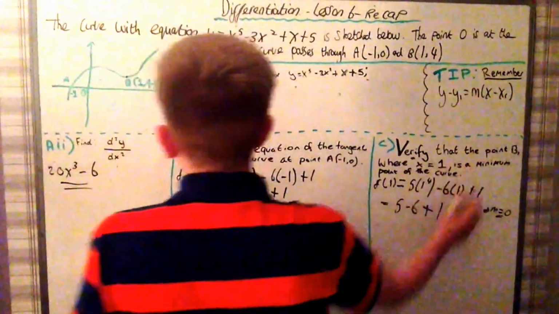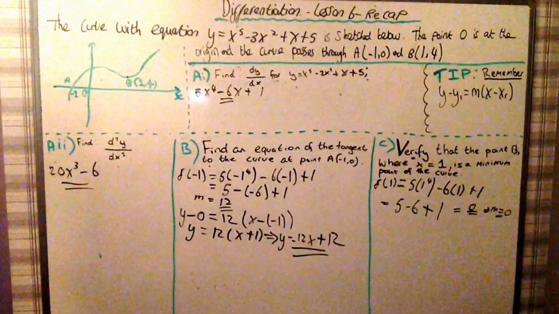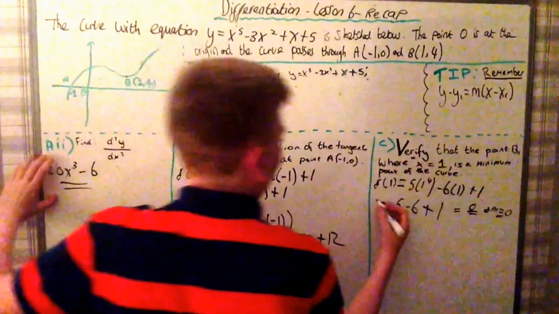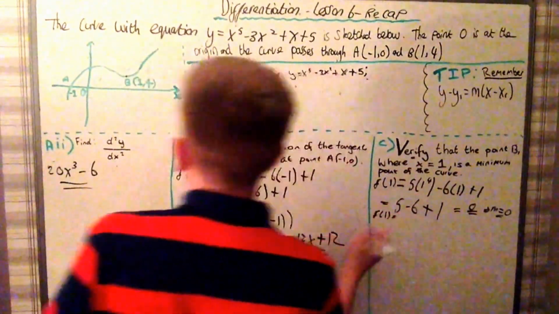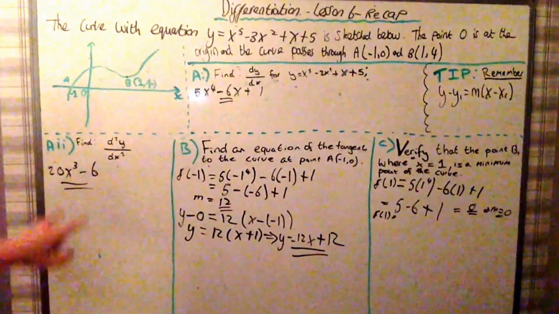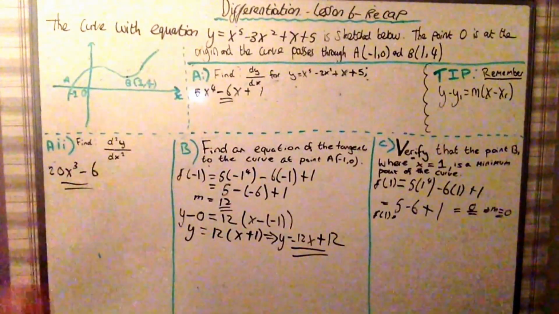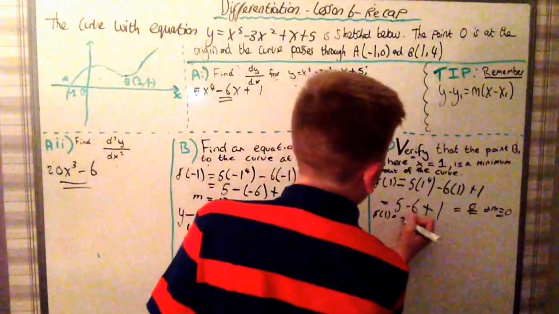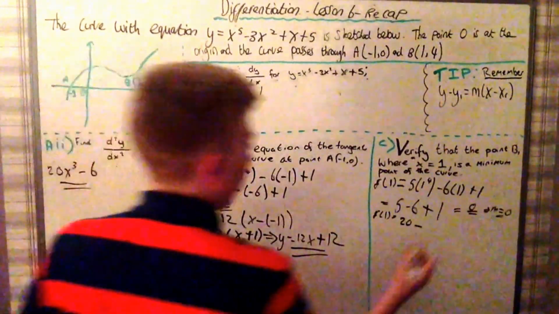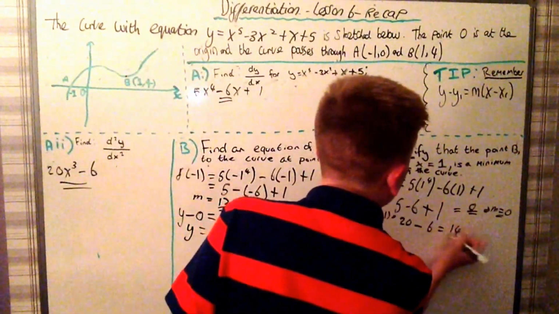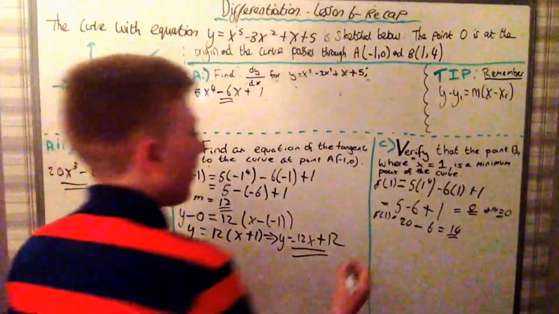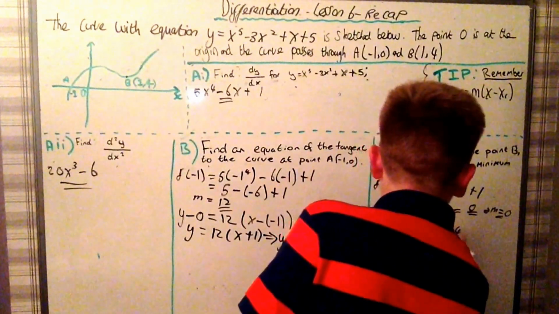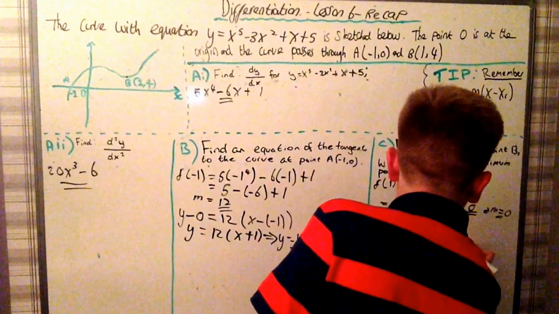Now we need to show that B is a minimum point. And how do we do this? Well, again, referring back to my previous videos, we substitute in the x value we have, 1, into d squared y divided by dx squared, which is 20x cubed minus 6. If we do that, we get 20 times 1 cubed, which is 20 times 1. That's 20. Then we minus 6 from that. 20 minus 6 is 14. And the last thing to do would be to state that as 14 is greater than 0, it is a minimum point.